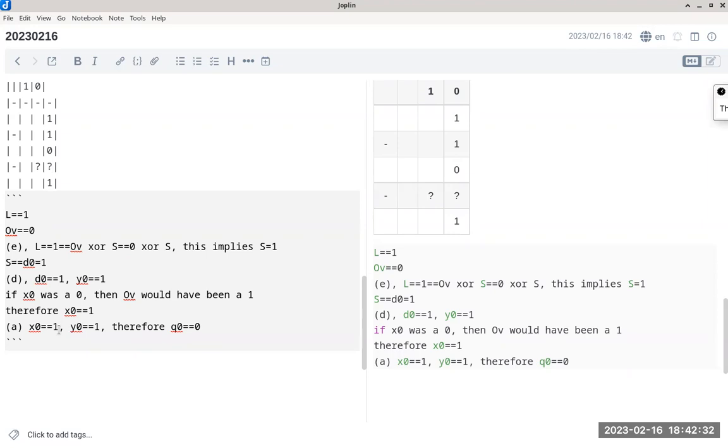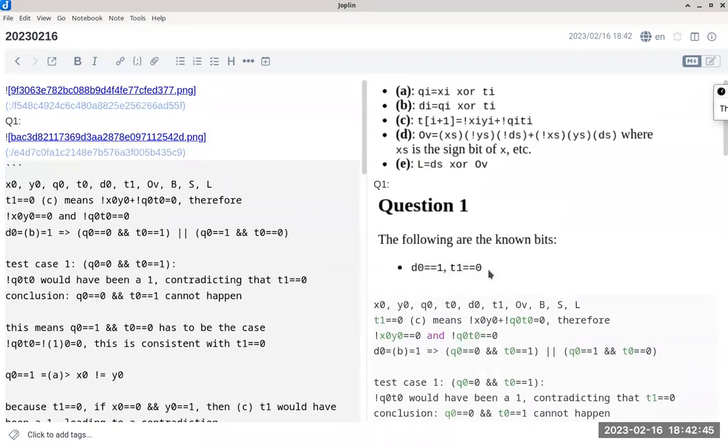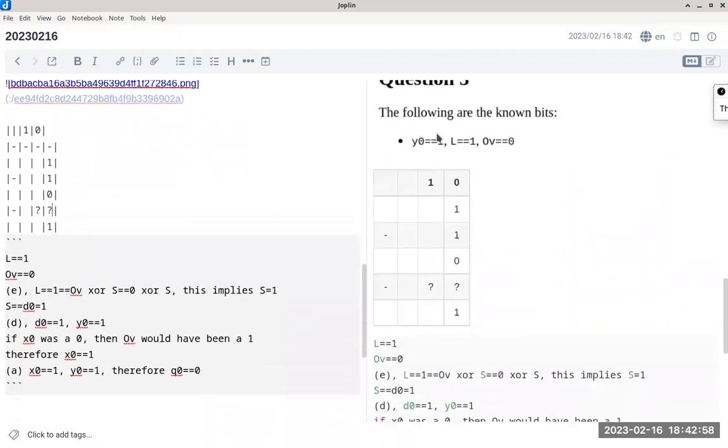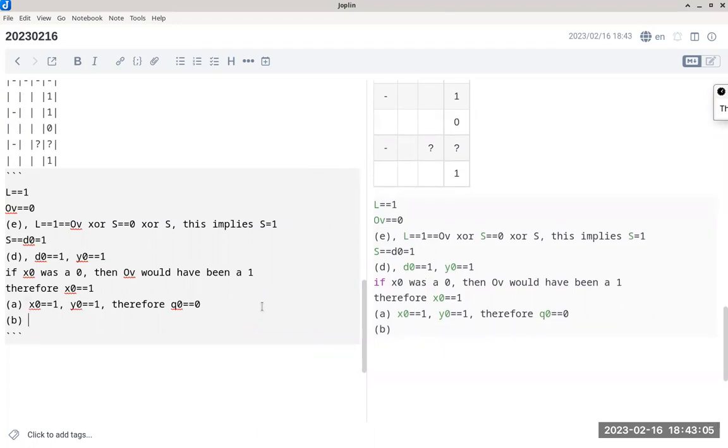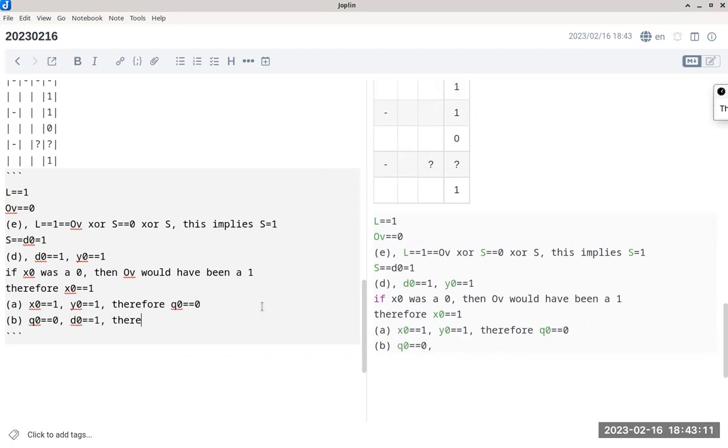So now we know that D0 is a 1. We know Q0 is a 0, so we need to figure out what T0 is. We'll look up which rule we need to use. This time we are not using rule C, we are going to use rule B. So let me quote B here. We know that Q0 is a 0 and D0 is a 1, and therefore T0 has to be a 1. Does that make sense? Yep.